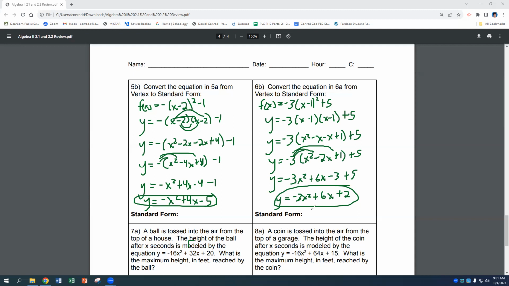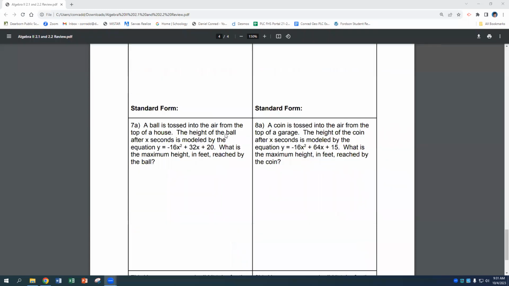Same thing on this one. -6 over 2 times -3, -6 over -6 is +1. And then if you substitute 1 in here, you're going to get -3 plus 6 is 3 plus 2 is 5. Yep. So you can check and just make sure your vertex is the same. Good way to check. All right, last two questions are the word problems.